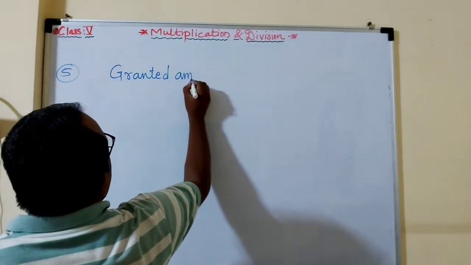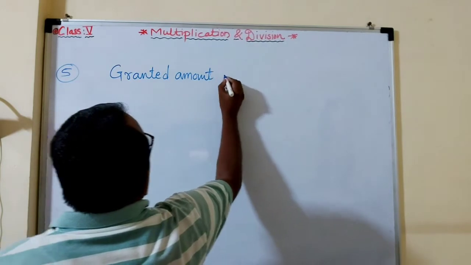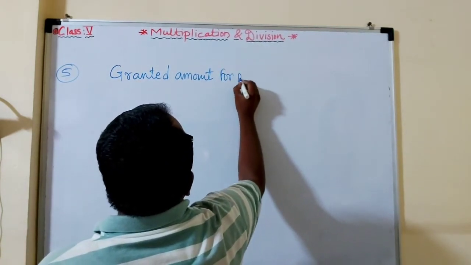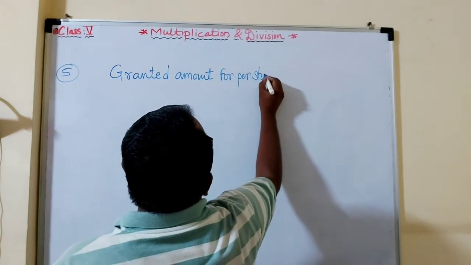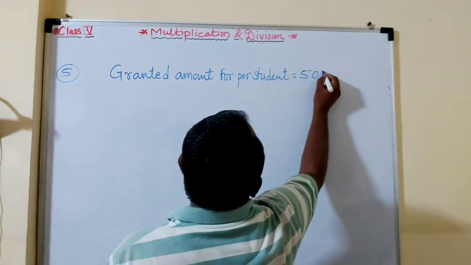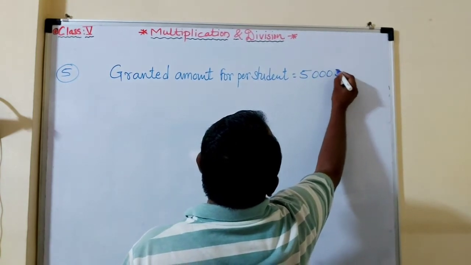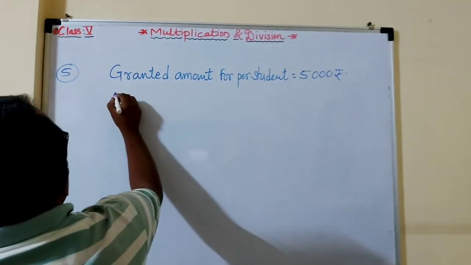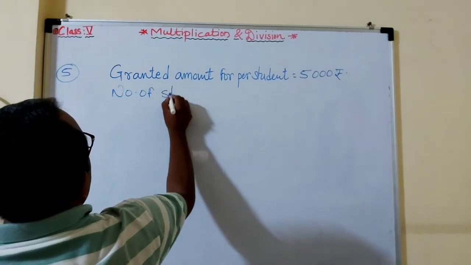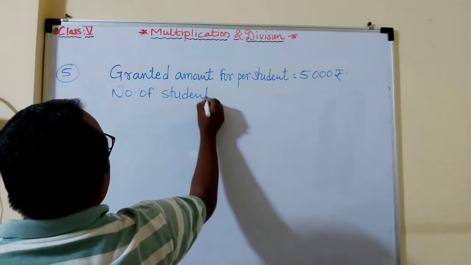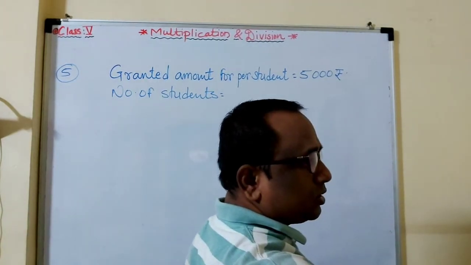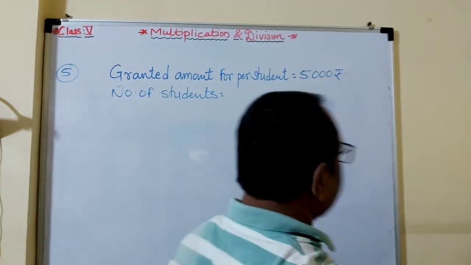Granted amount for per student is equal to 5,000 rupees. Okay, and number of students, number of students are 154.